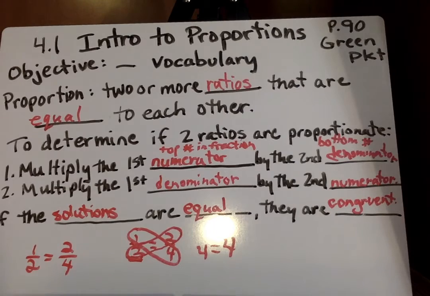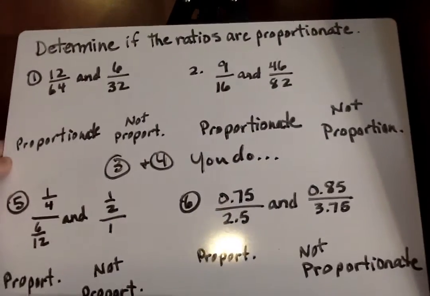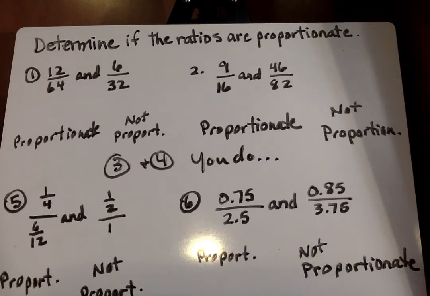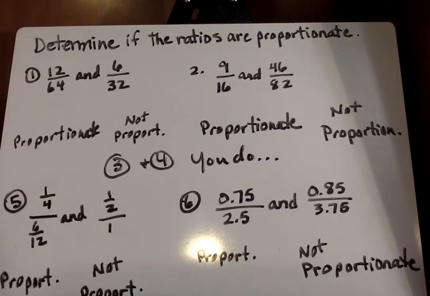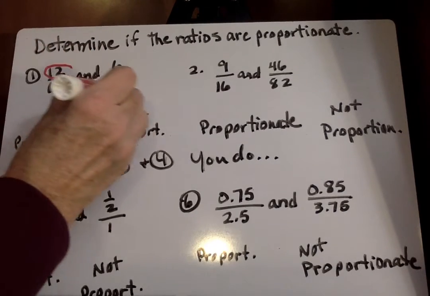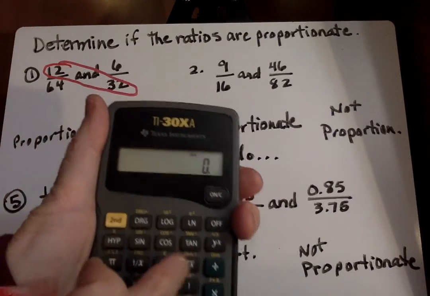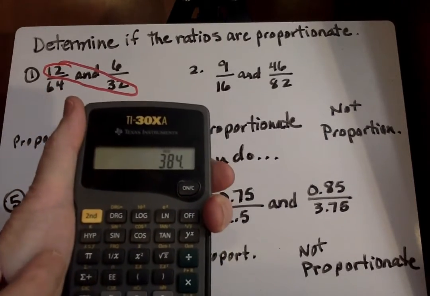Okay, next we're going to work on some practice here. Determine if the ratios are proportionate. Make sure you have your handy dandy calculator ready. So again, the first numerator times the second denominator. So 12 over 64 and 6 over 32. I take my handy dandy calculator and I go 12 times 32. 384.